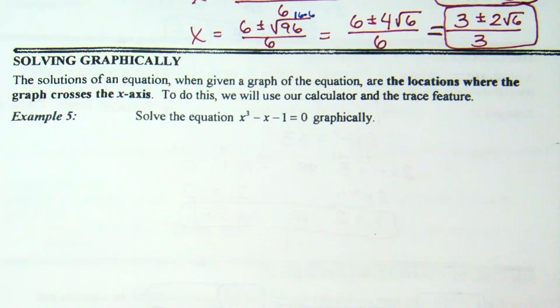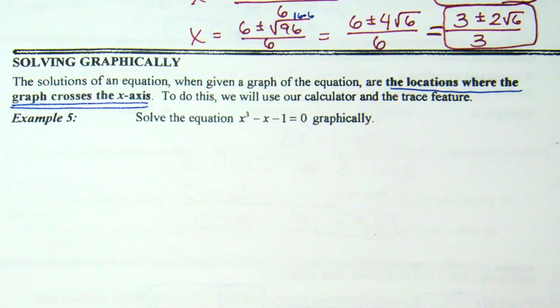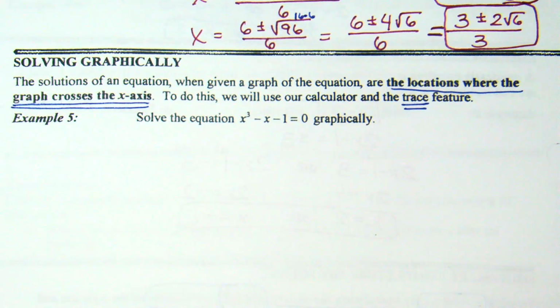Solving graphically. You get to solve graphically with the calculator here. If you recall, notice what it says there. The solutions of an equation, when given a graph, are the location where the graph crosses the x-axis. So where your graph crosses the x-axis, those are your solutions. Here it mentions using the trace feature. I'll show you two options of how to do this. If I can get them both in today, that's great. If not, tomorrow. Solve the equation x cubed minus x minus 1 equals 0 graphically.